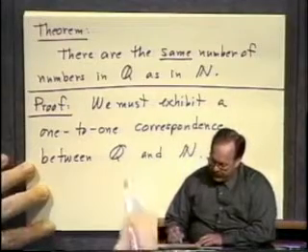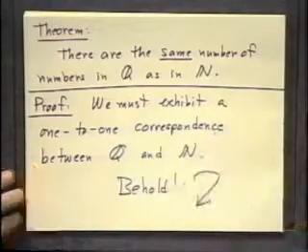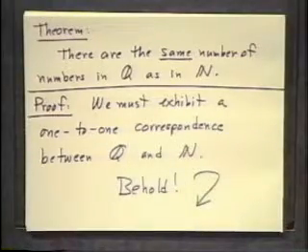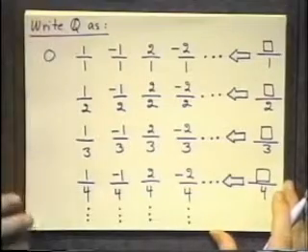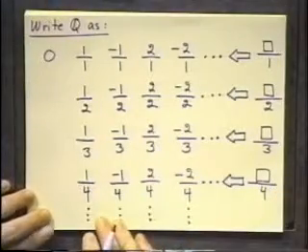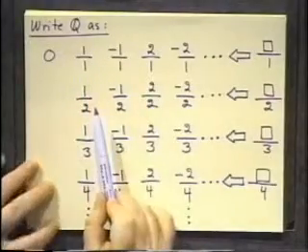Well, there's one way to put this. Behold, I will now show you such a correspondence, and then I will show you why it actually is a correct correspondence. So let's first examine this. Here is the correspondence as I've pre-drawn. And I'm saying write Q as the following. And here's how my organization works.